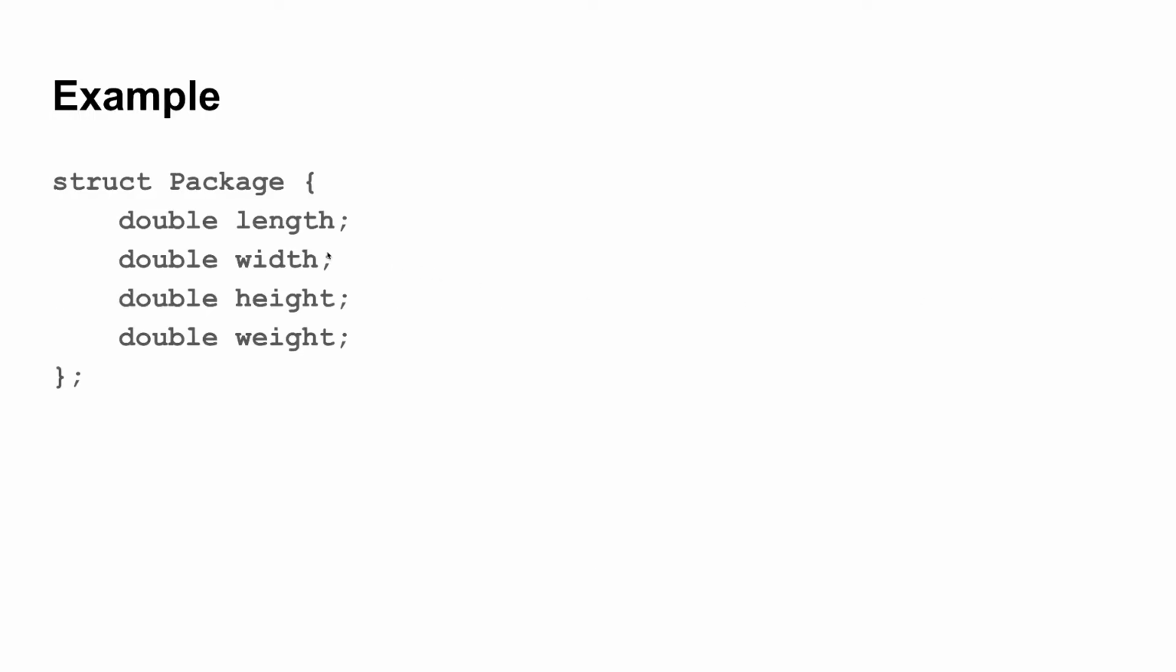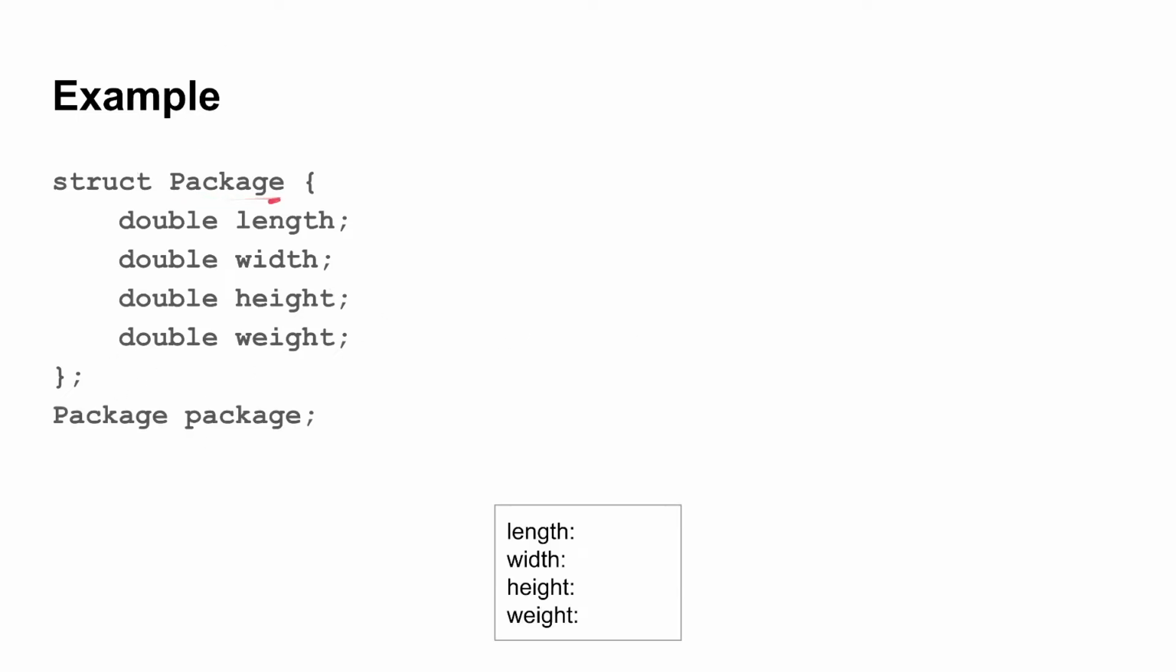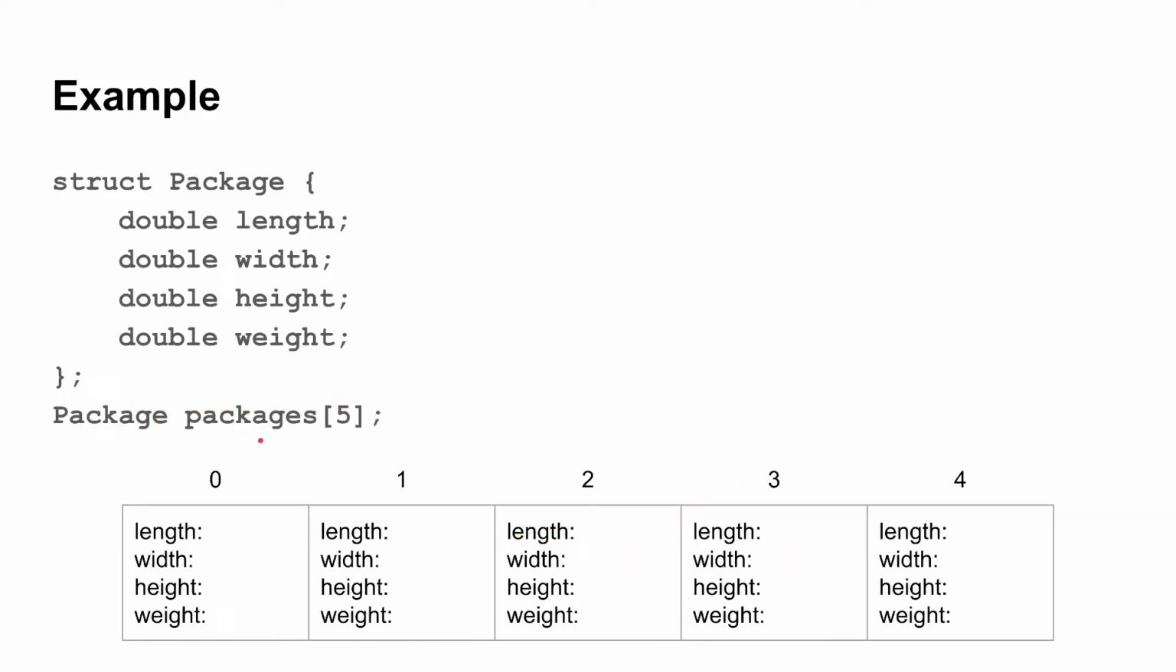Now, let's take a look at an example of arrays of structs. Here we have a struct called package, and this package has four attributes, those being length, width, height, and weight, these all being doubles. If we were to instantiate this struct here into a variable called package with a lowercase p, we would get a space in memory which has space for four doubles, which are length, width, height, and weight.